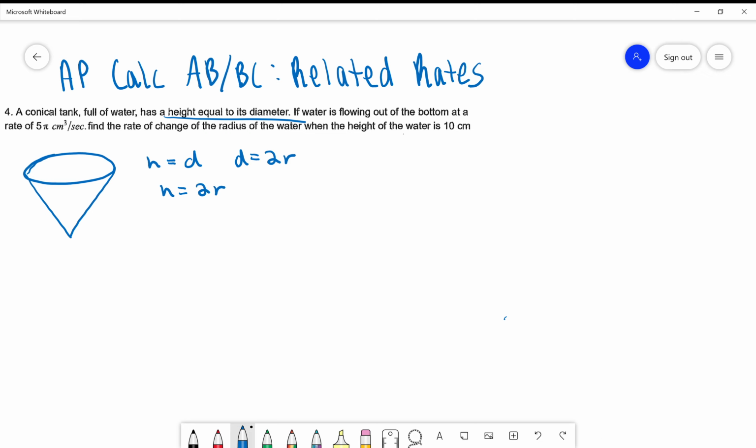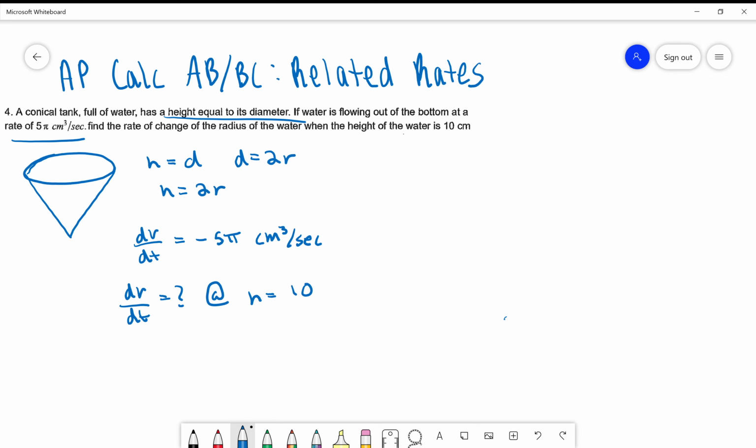So we have that. The other thing we have is the rate the water is flowing out of the tank, and that is the volume. So dV over dt ends up being negative 5 pi, and we just bring the units down: centimeters cubed per second. And we're looking for the rate of change of the radius of the water when the height of the water is 10 centimeters. So dr over dt when the height equals 10.